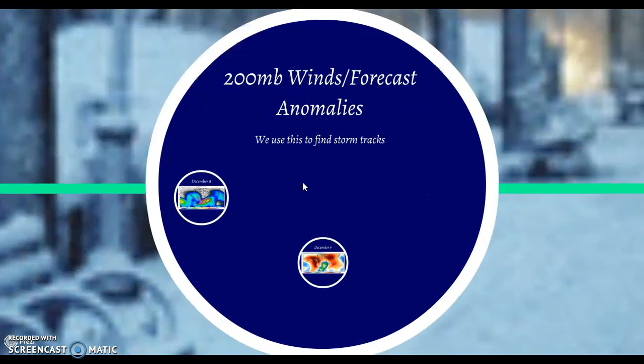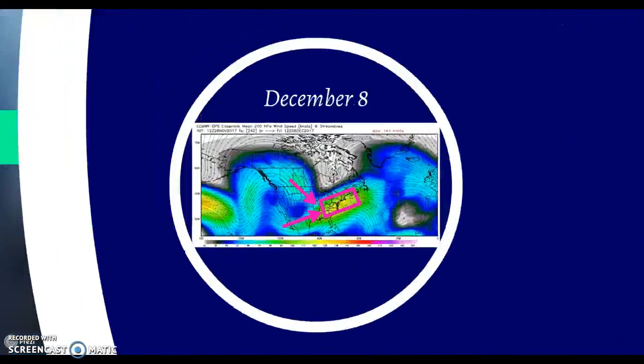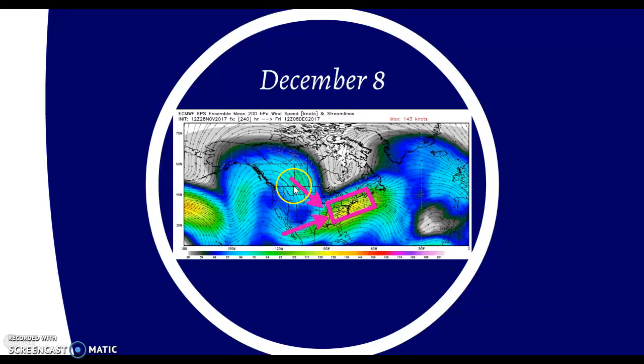Here's the 200 millibar winds, which is basically what we use to find the storm tracks. And we're also going to look at what the forecasted anomalies are at the same time. This is on December the 8th, and notice we have a Pacific jet, which is what you see right here where my mouse is, and we also have a subtropical jet.